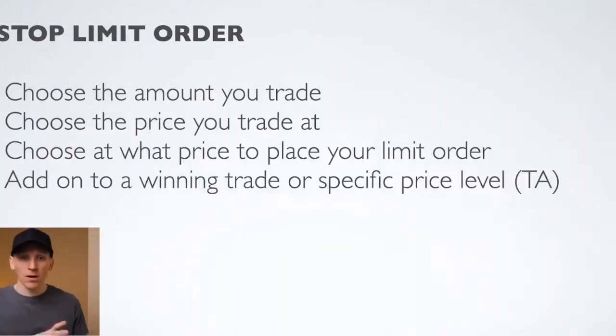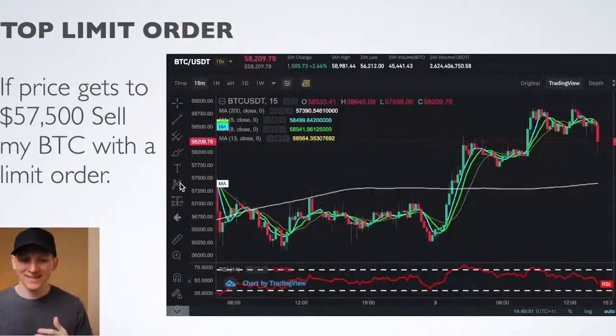Using what we know about market and limit orders, a stop limit order then is an order where you can choose the amount and the price that you trade. Traders will use stop limit orders to add onto a winning trade at a specific price level. So a stop limit order can actually be placed in different areas, and it tells the system if the price gets to a certain level, then you want to go ahead and put a limit order in.